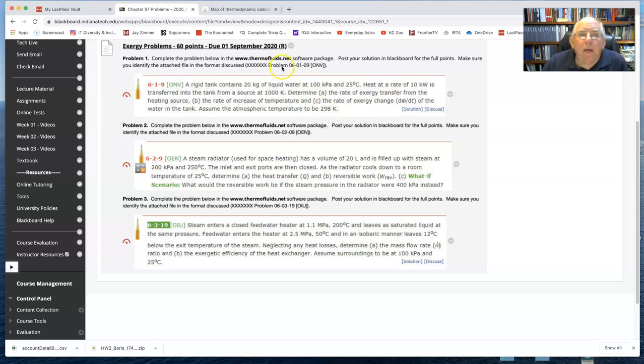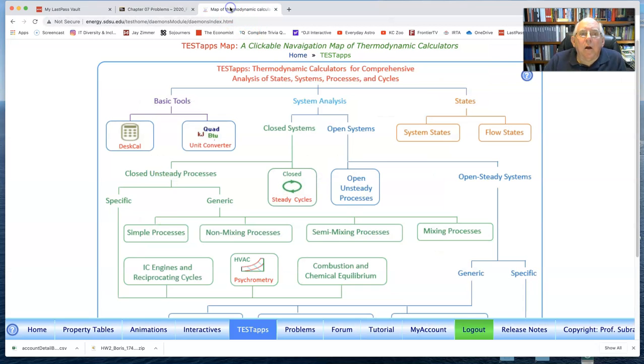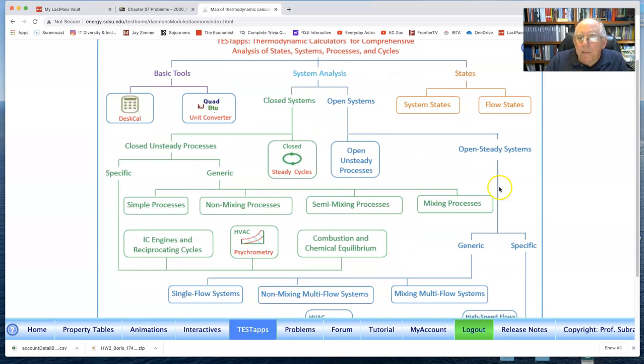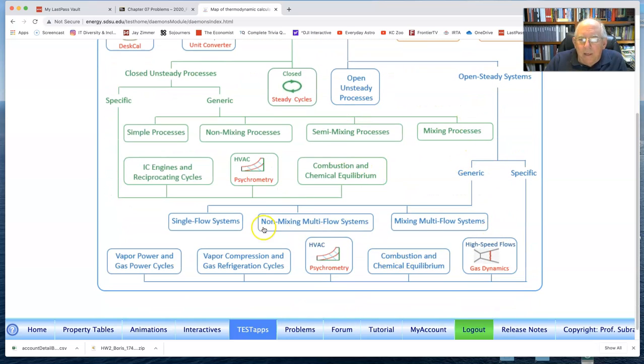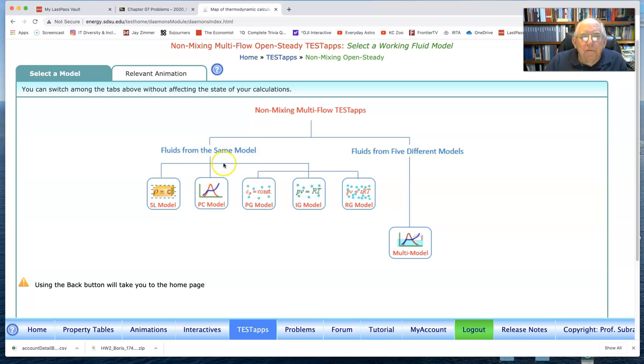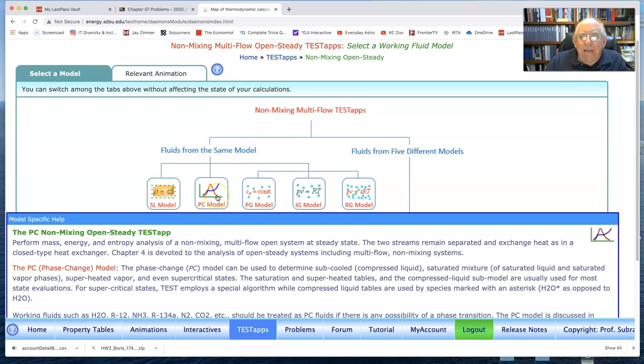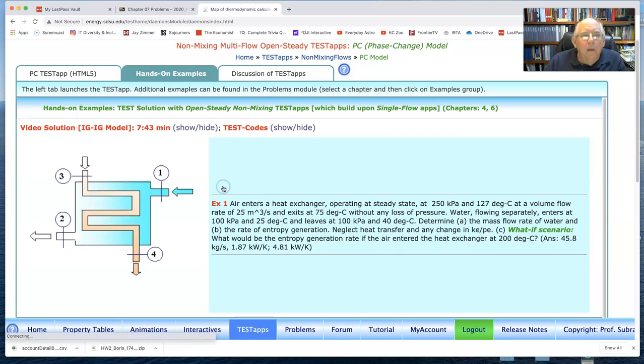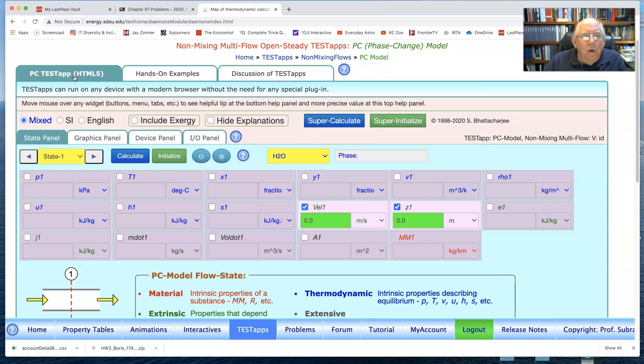Okay, so with that in mind, we go back to our map of thermodynamic calculations. And this is an open system. It's a feed water heater. It's a non-mixing multi-flow system. In this case, both of the fluids are PC model. And so we're ready now to go ahead.